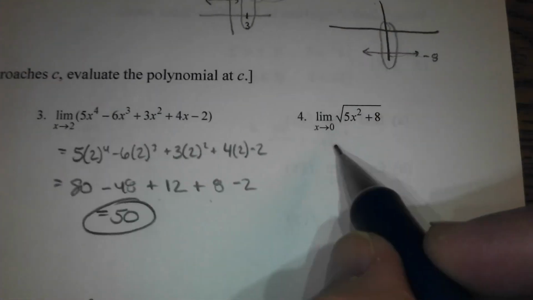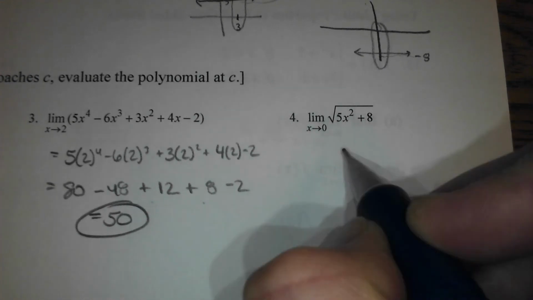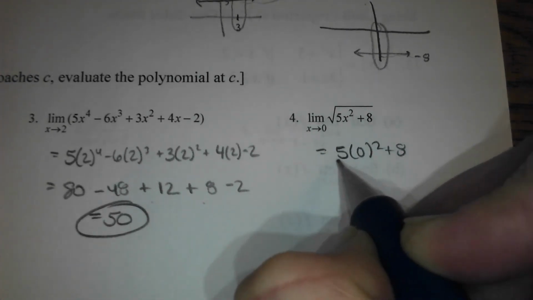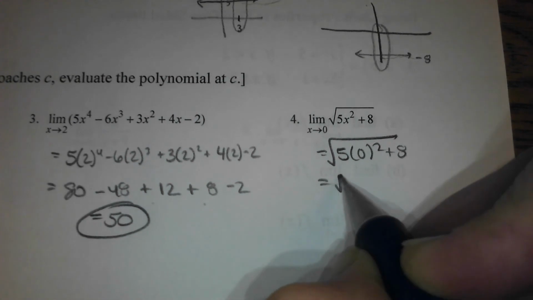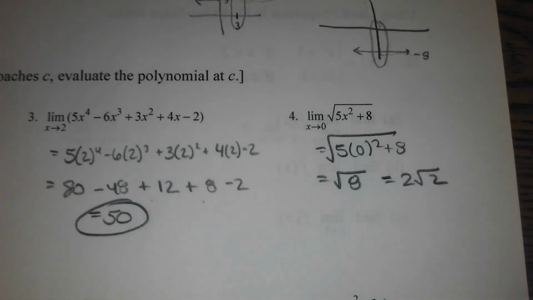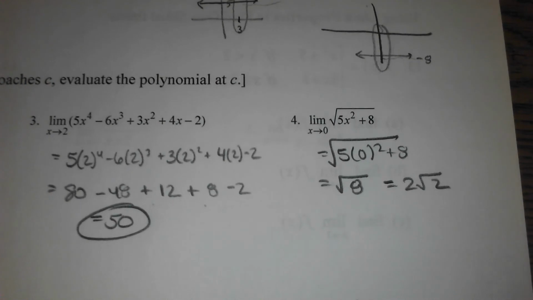If I plug in 0 on this one, as I'm approaching 0, 5 times 0 squared plus 8 is the square root of 8. And we can reduce that to 2 root 2 if we want. Okay?